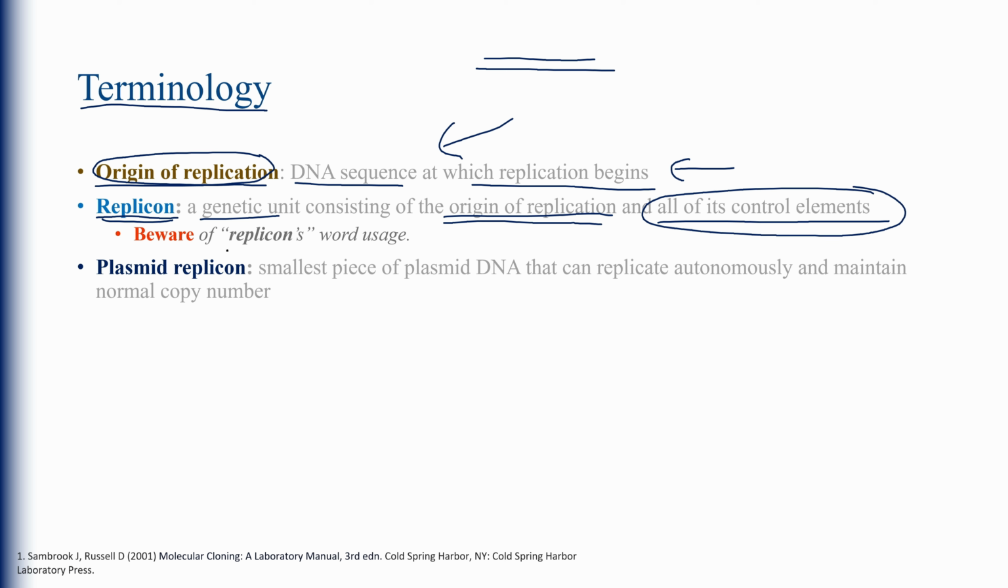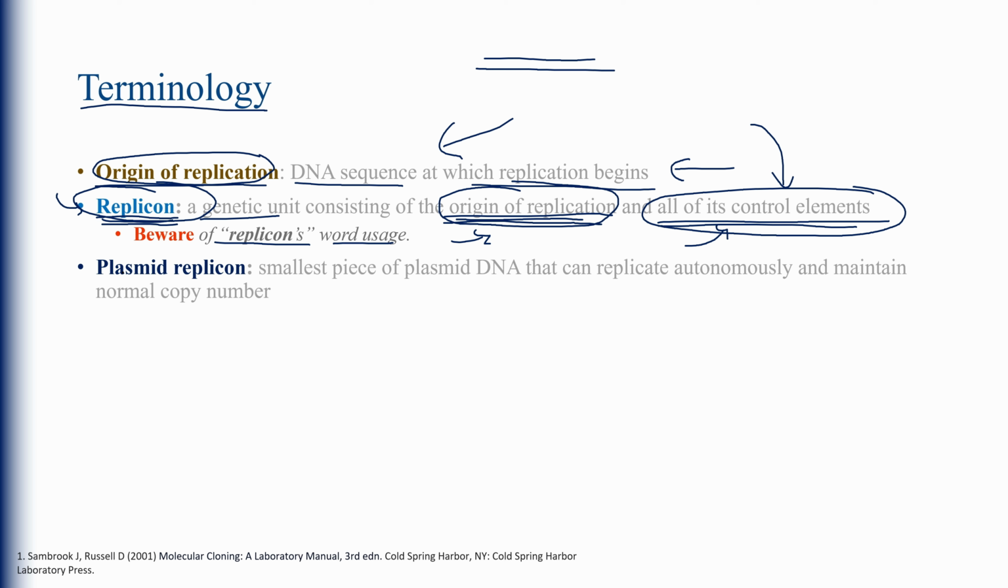Now, you have to be aware of the replicon's word usage. Some will use the term replicon synonymously with the origin of replication. Replicon, more precisely, in the context of a plasmid, is first the origin of replication, but also all the control elements. And this is fundamental. Otherwise, if you leave this part out, this whole discussion will be fruitless.